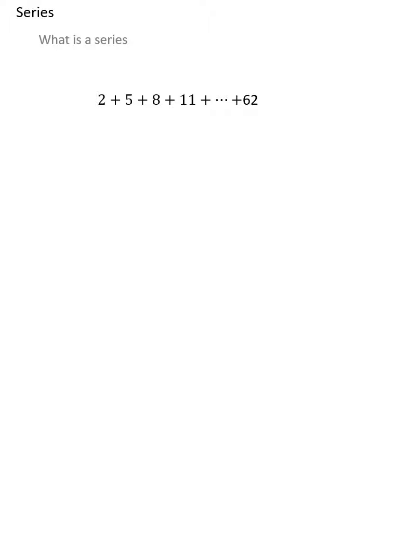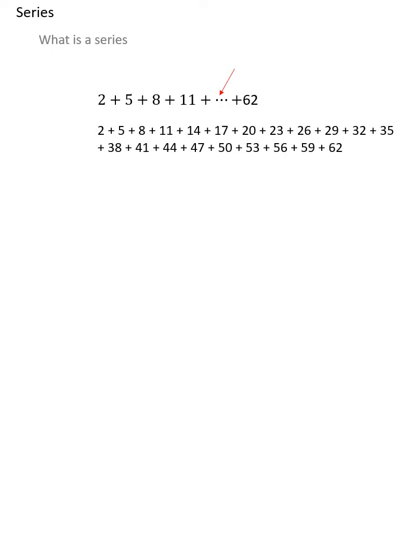You can see that the terms are spaced out by 3, for example. This dot, dot, dot here, also known as an ellipsis, is the mathematical symbol for "and so on." So this is not to be thought of as 2 plus 5 plus 8 plus 11 plus 62. It's to be thought of as all the numbers in between added up, following that same pattern without us having to list those numbers.